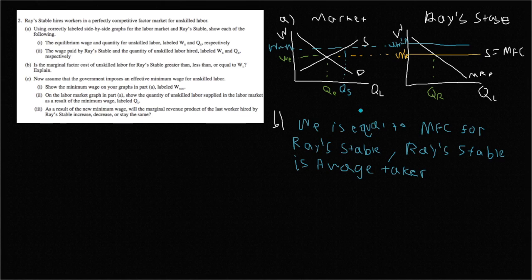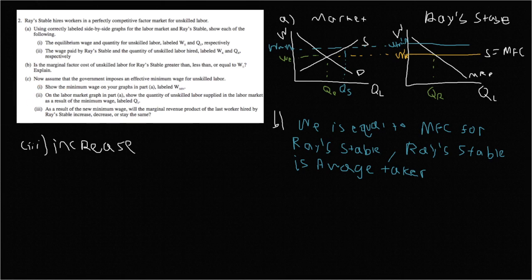As a result of the new minimum wage, the marginal revenue product of the last worker hired will increase because there is a minimum wage, and so the revenue is higher. It doesn't say explain, so I'm just going to say it will increase. And so I'm not going to explain because I don't want them to take off points if I have an explanation that's wrong but my answer is right.